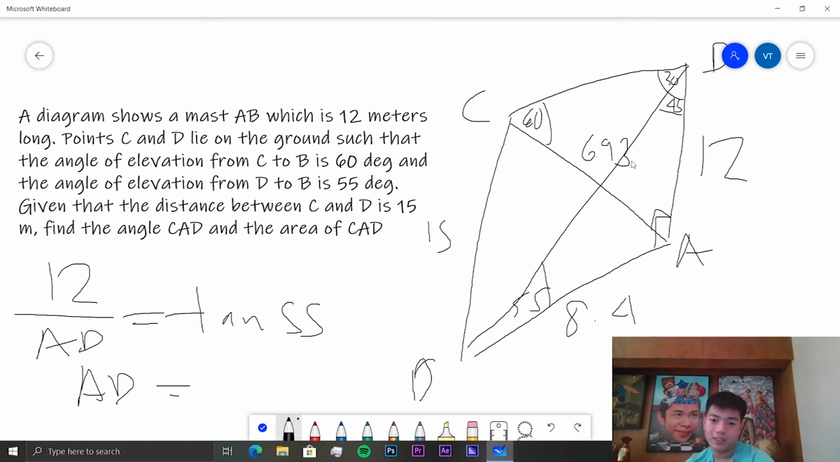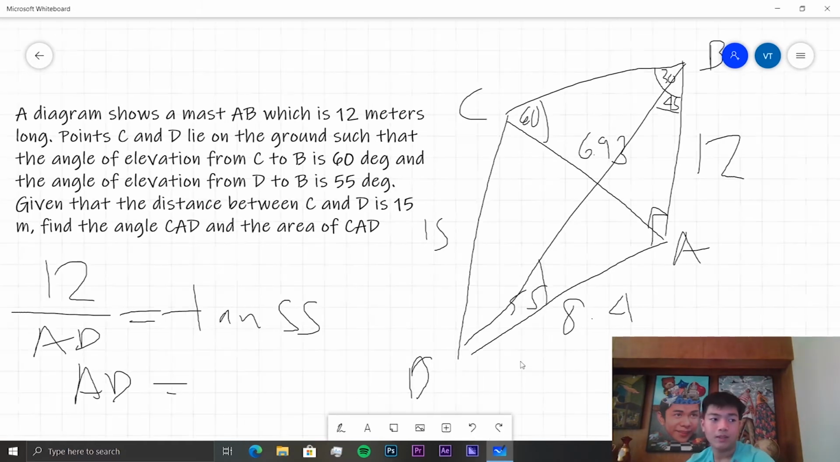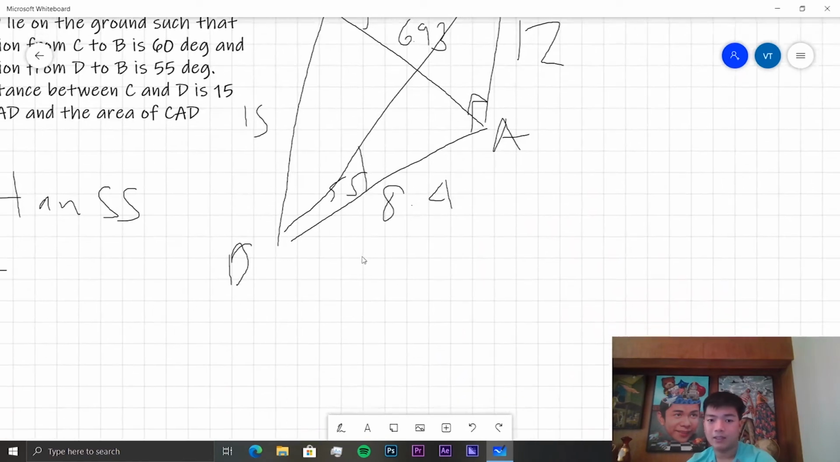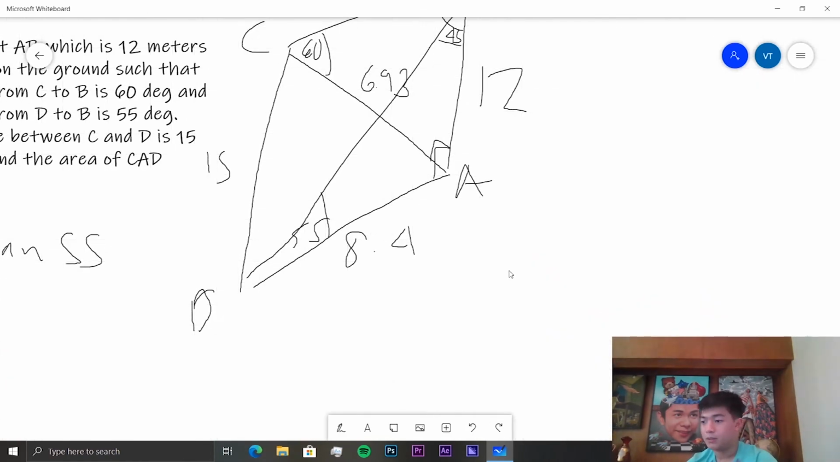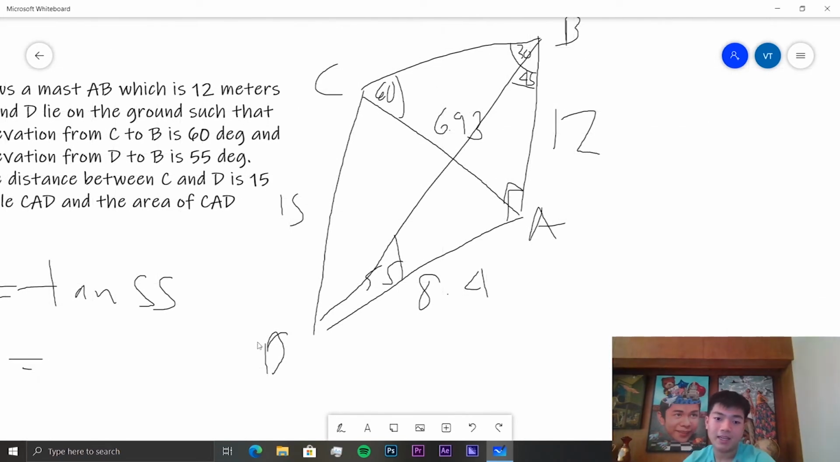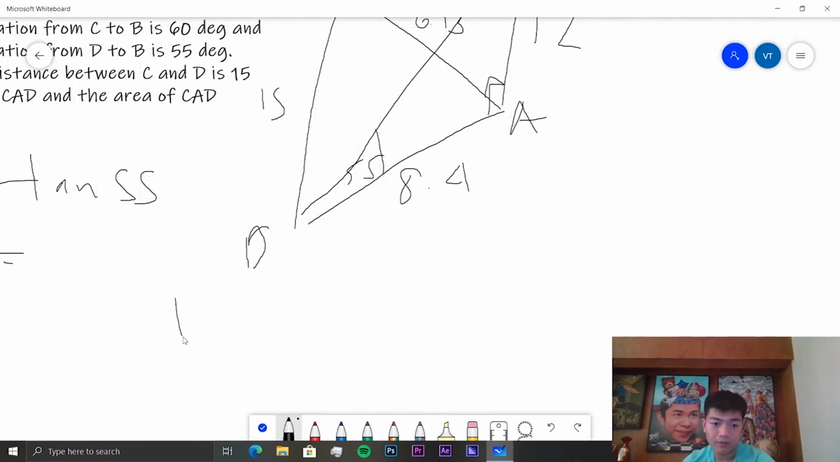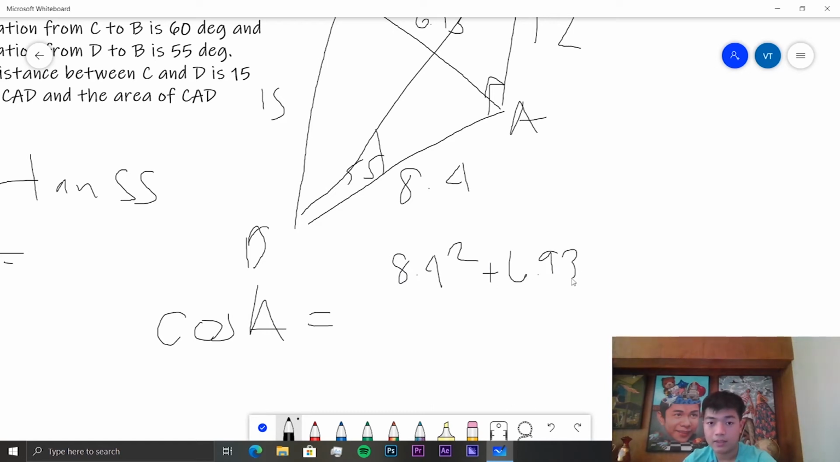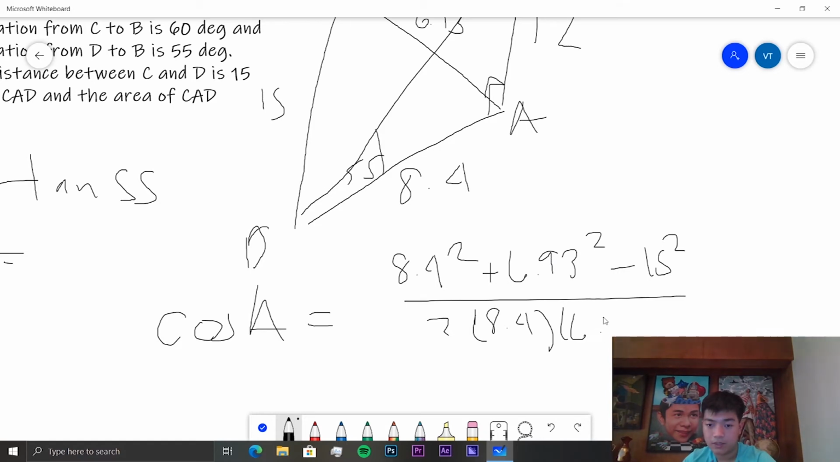So we have all three sides, 15 and 6.93 and 8.4. So we need to find the angles, and I guess we can use the cosine rule to do that for us. So we need to find specifically angle CAD, which is not 90 degrees. So we have 15 squared, let's just label it A. So we have cosine A is equal to 8.4 squared plus 6.93 squared minus 15 squared all over 2 times 8.4 times 6.93.